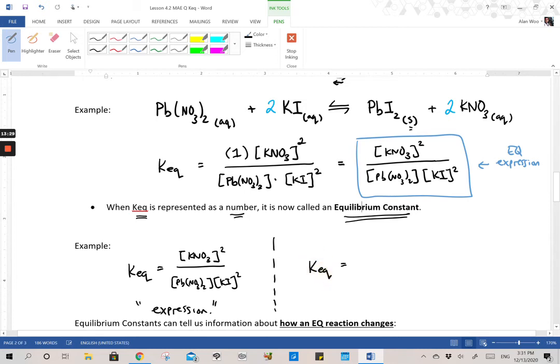If KEQ actually equals a number, then that means that we probably had numbers put in for every one of these concentration values. So if we knew their concentrations, we can actually simplify that expression into a value. So let's say that value is 2.25. Okay. If it's just a number, this is called an equilibrium constant.